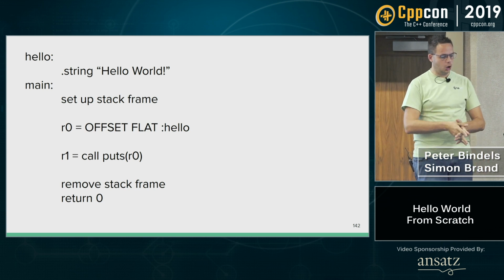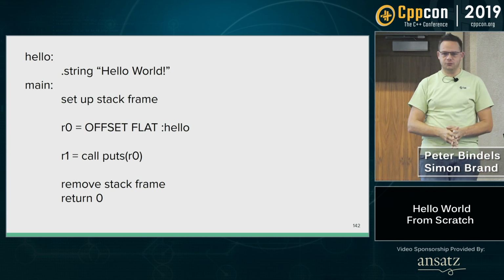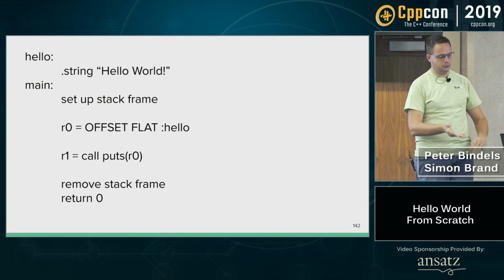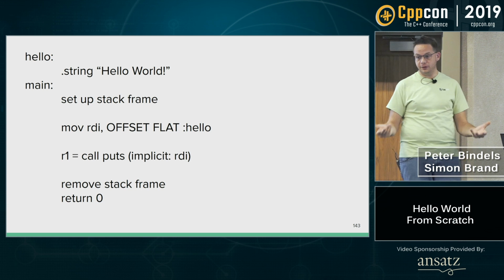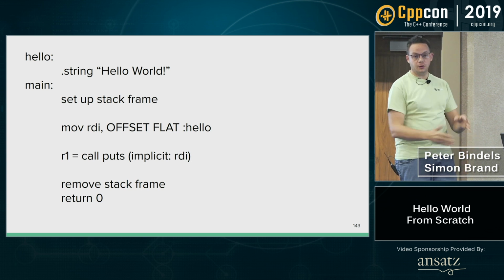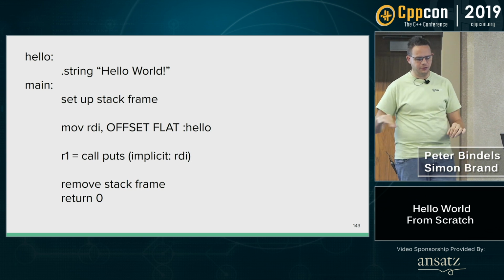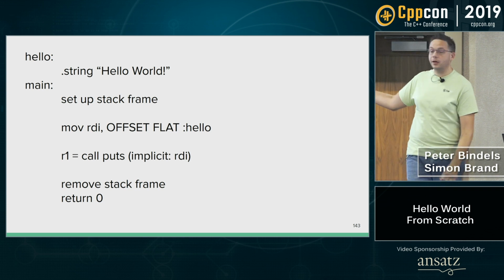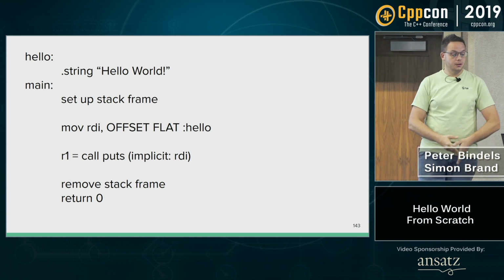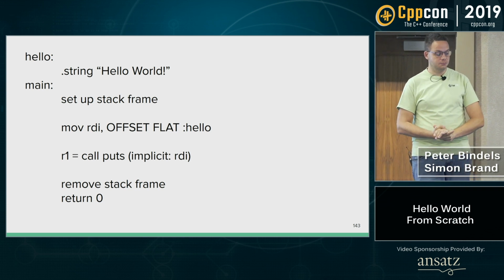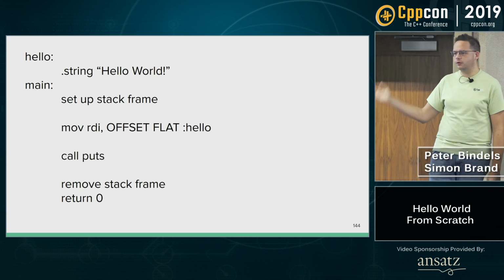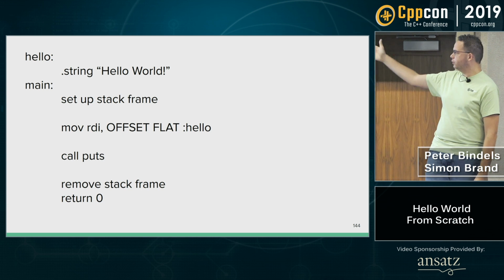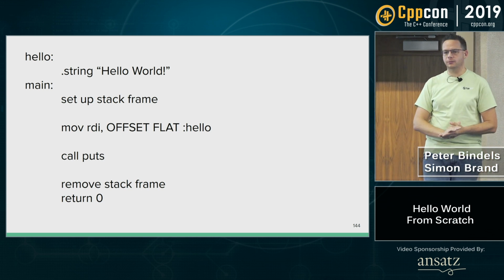Then we have a call. And we'll just transform that into using an actual register. So we use RDI for that because it's the implicit first argument. The call is now having an implicit argument, so we don't need to mention that anymore. And the offset of hello has to then go in RDI. We get a result into R1, and we don't really care about that. So let's just remove that, remove the implicit argument. We have a call puts, we have a mov RDI, and we just have the stack frame.